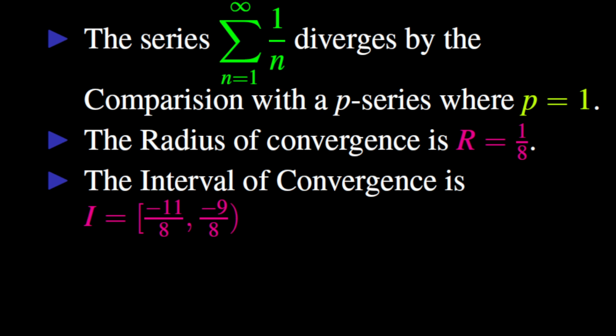In sum, the radius of convergence is equal to 1/8. The series converges for x in the half-open interval with endpoints -11/8 and -9/8.